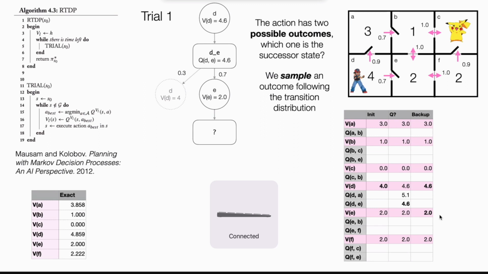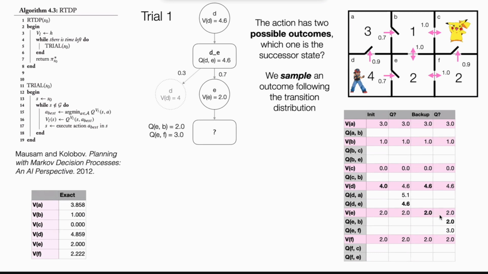And then we do the same again. So we follow the greedy policy. So we compute the Q values for the actions that are applicable in state E. We choose the minimum cost Q value. Again, these aren't the true minimums. We don't know they're the true minimums because we're computing and updating all these values as we go.